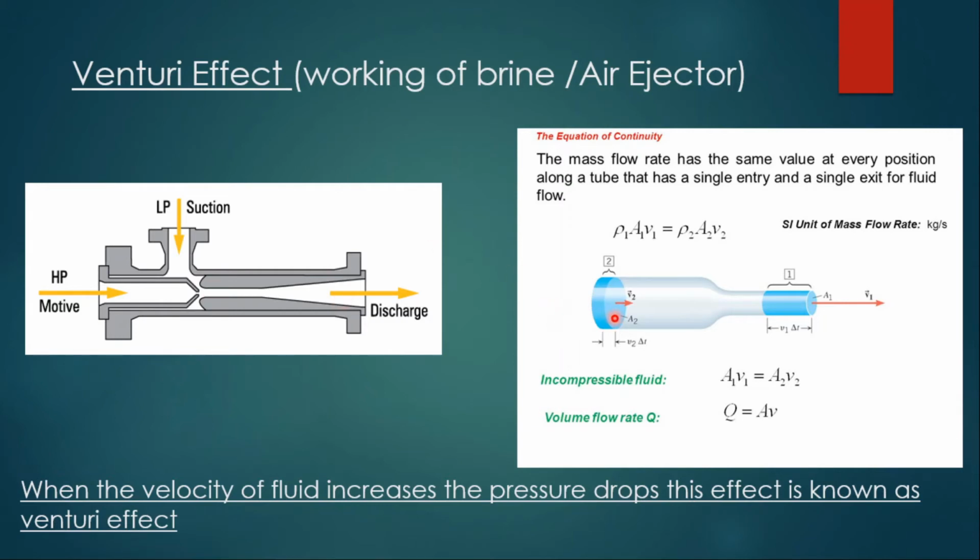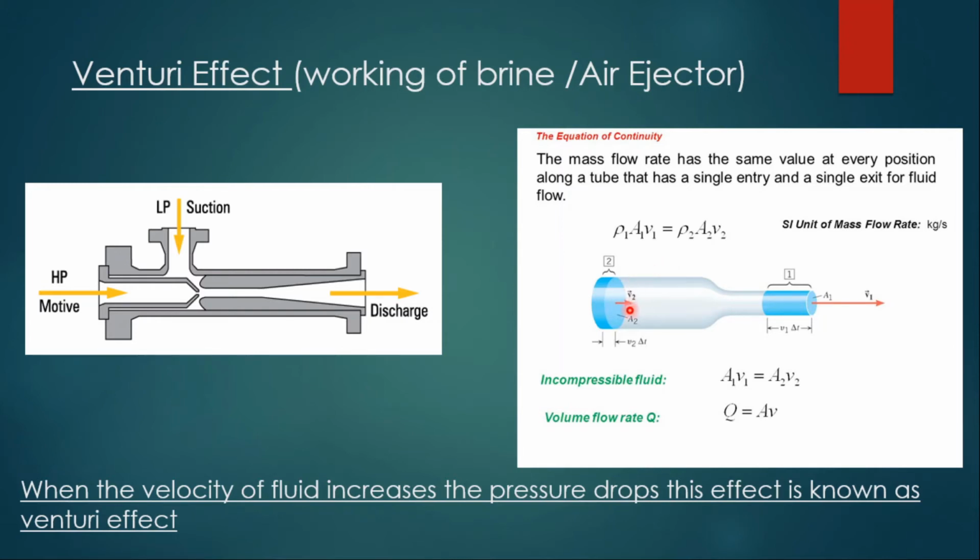So for an example, you take this. What it says, the mass flow rate has the same value at every position along the tube that has a single entry and single exit for the fluid flow, right? Okay, you know that mass flow rate has the same. So we know the continuity theorem and Bernoulli's theorem as well.